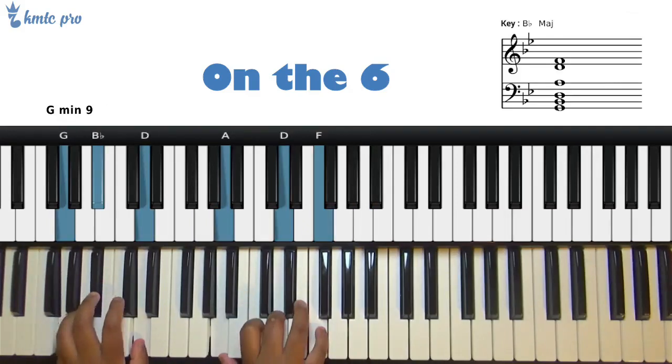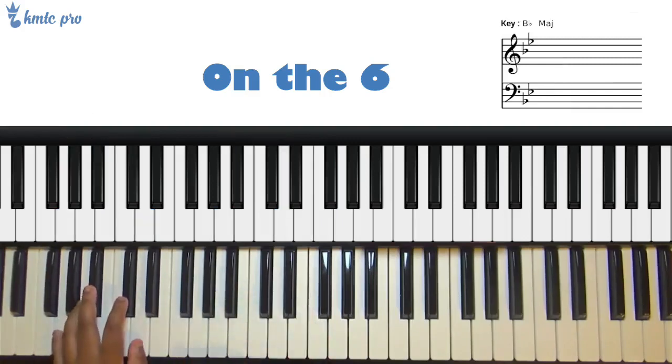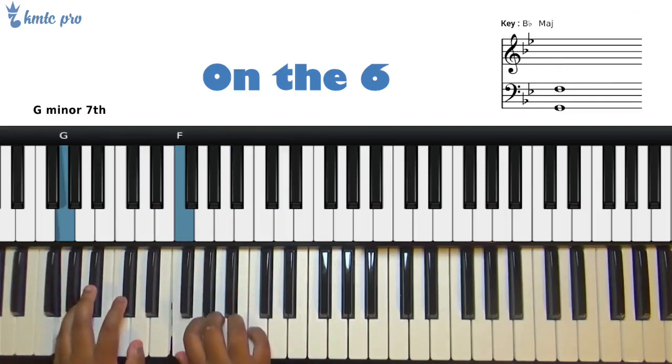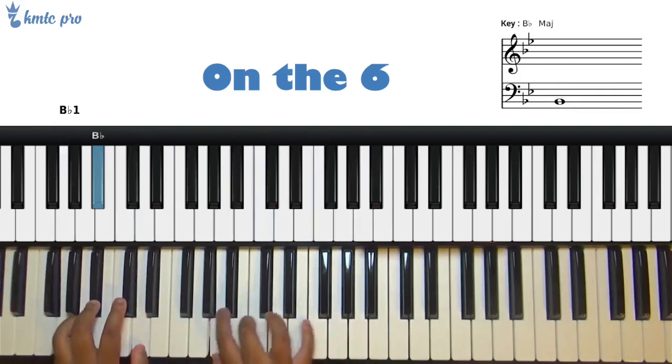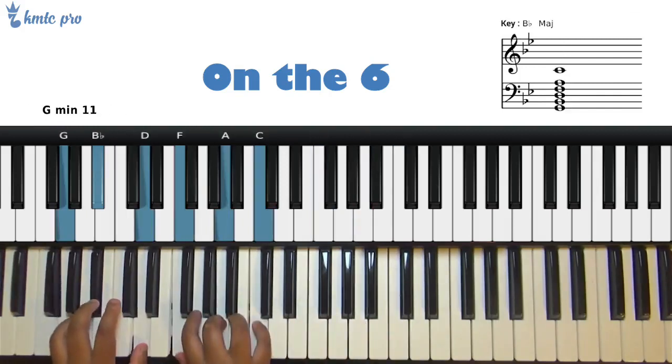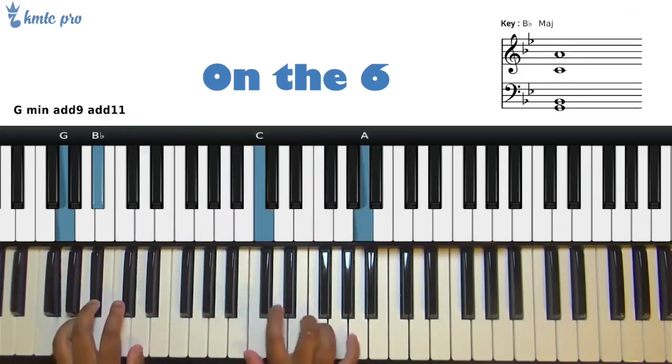That gives you your G minor 9 sound. You could also make this a minor 11th by going a whole step below your root, which is F, and playing a major chord. So that's G minor in my left, G, B flat, and D. Right hand's playing the F major, F, A, and C. And that gives you your minor 11th sound.